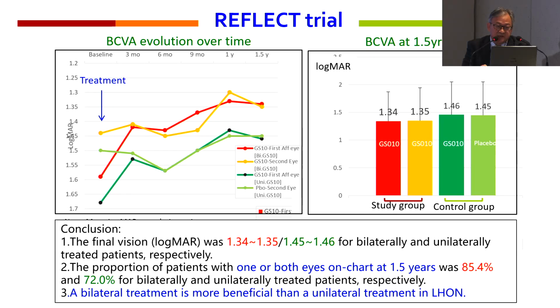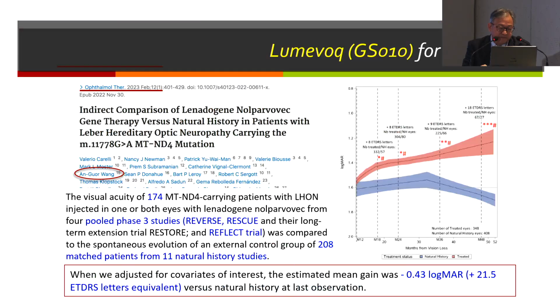So it seems that there is not only a bilateral effect, but it also shows a dose effect for this kind of gene therapy. And the GenSight company also pooled all the patients together from all phase 3 studies. They compared the 107 results to an external control group of 208 matched patients from 11 natural history studies. After adjustment of covariates, they found an estimated mean gain of 21 ETDRS letters versus the natural history group, in favor of gene therapy.